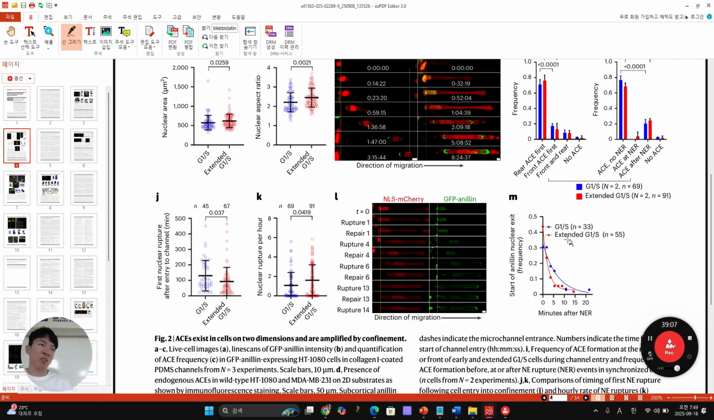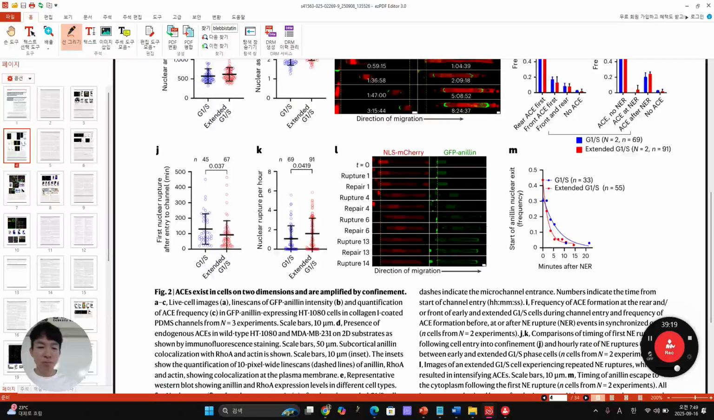Everybody knows the nucleus can sense some mechanical force. But anyhow, probably some reviewer asked a lot of these questions, so they are doing it like this. So, anilin ACE structures exist in cells in 2 dimensions and are amplified by confinement. 2 dimensions means the tissue culture plate, and the confined structure is also located there.